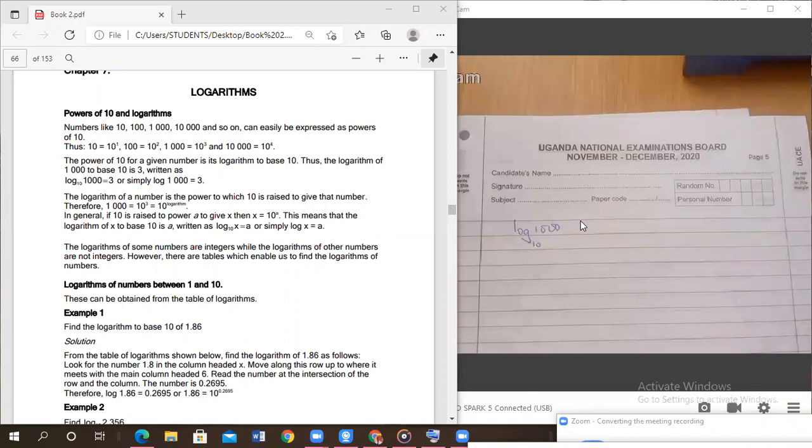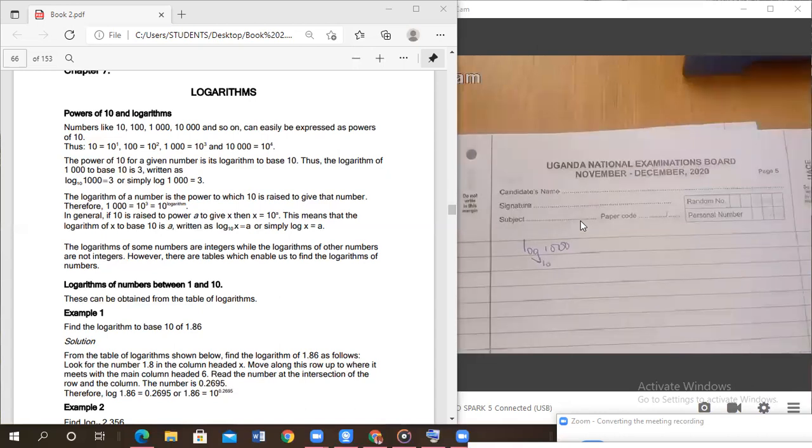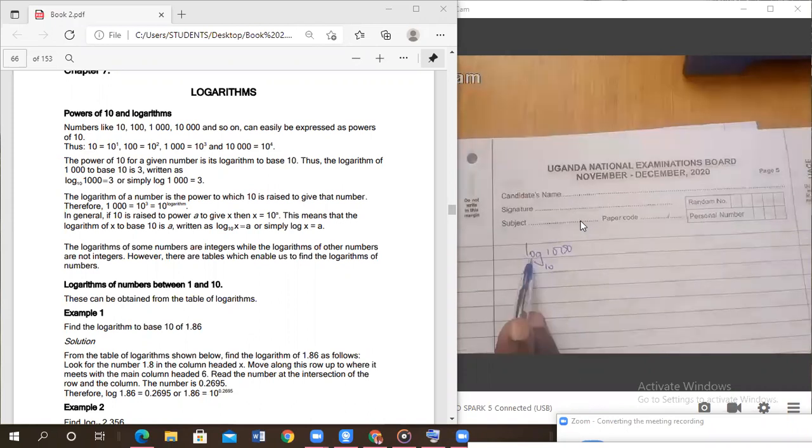Because when you talk of 10 to the power 3, no one will understand that. So if we find a way of expressing these large numbers in power form, and that power we refer to as logarithms. Now we're going to combine the idea of indices, because we said logarithm is another way of expressing numbers in power form, not so?